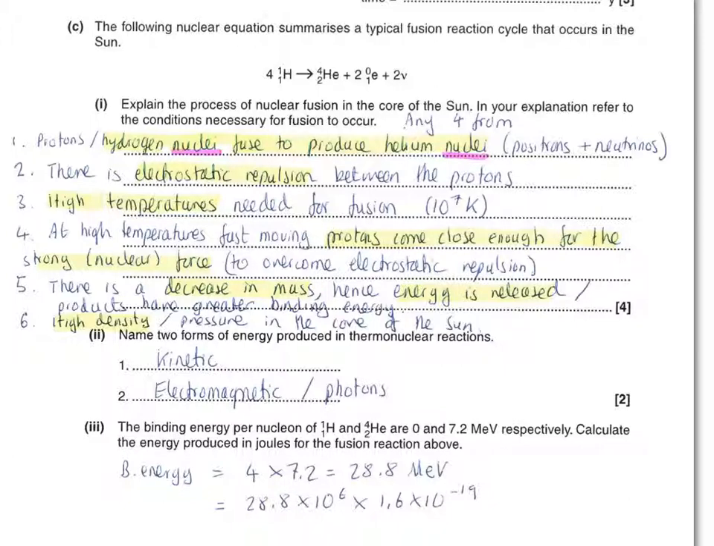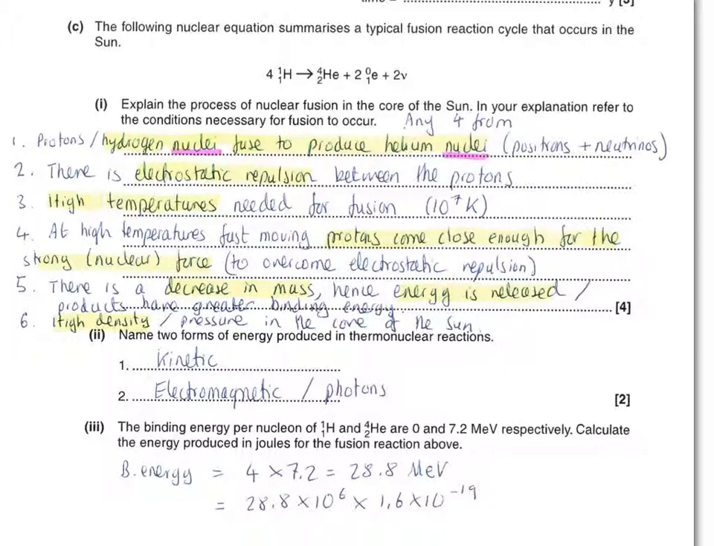The next point explains what is achieved during fusion. The decrease in mass corresponds to an energy released. You could express this alternatively by referring to the increase in binding energy. Finally, you could comment on, again, a condition for fusion. It occurs where there is high density or high pressure in the core of the Sun.